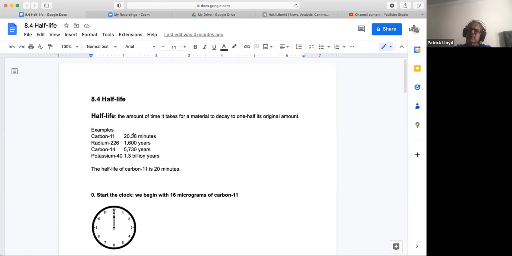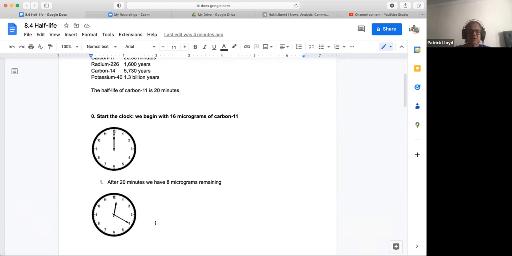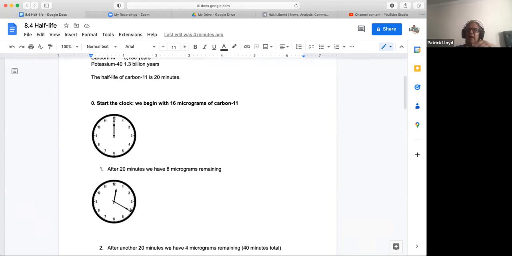So let's look at the example of carbon-11. Let's say we start with a clock. We'll put the clock right at 12 o'clock. Okay, it's noon time. And we have 16 micrograms of carbon-11. So that's the mass of carbon-11. The half-life is 20 minutes. We already know that. So what that means is after 20 minutes, you should have half as much material. So half of 16 would be 8. So after 20 minutes, so now it's 12:20, we should have half as much. That would be 8 micrograms, right? Half of 16 is 8.